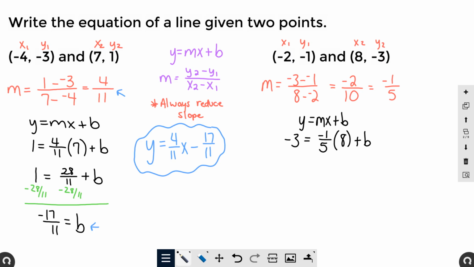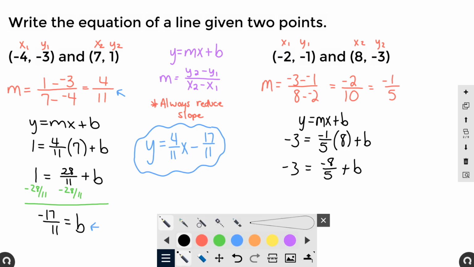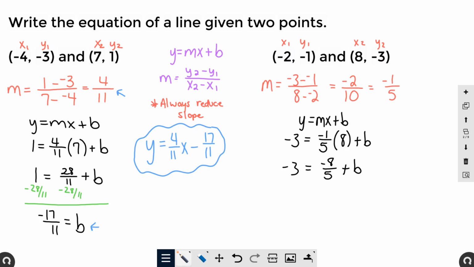Now, first we multiply. What's negative 1/5 times 8? Negative 8/5. And that one makes a pretty good decimal. If you left it as a decimal, that is perfectly fine too because the decimal ends. It didn't on the last problem.